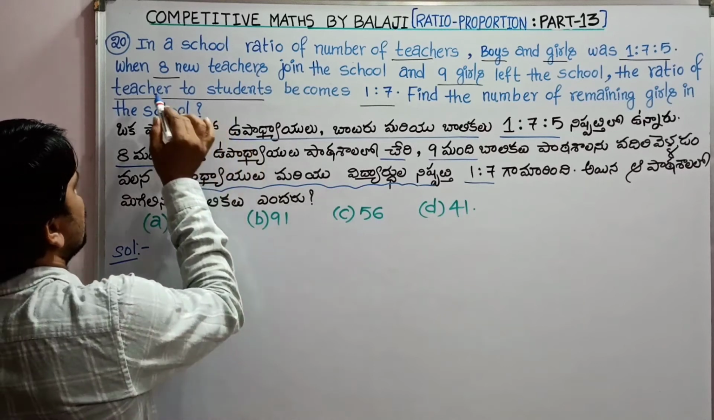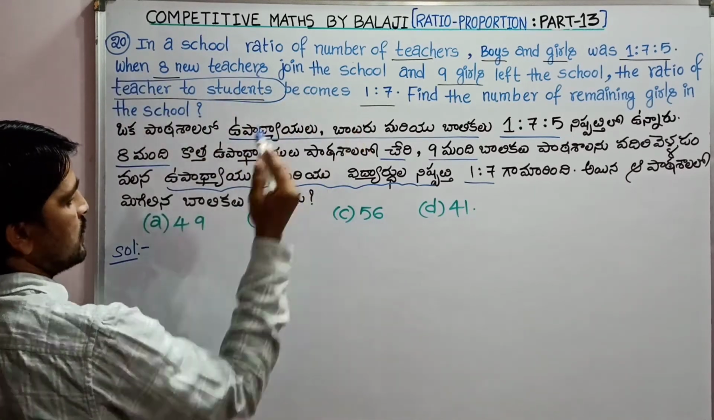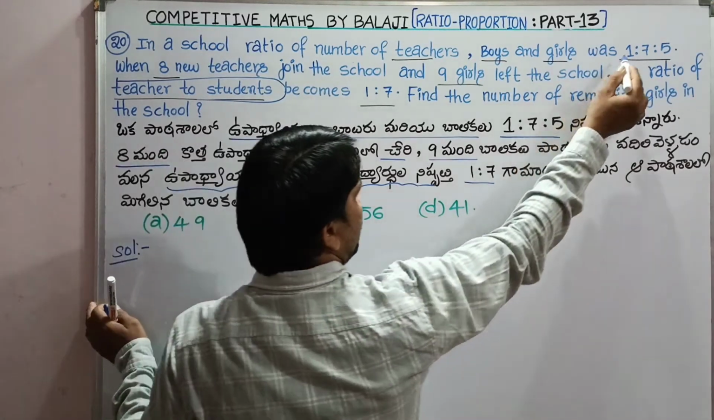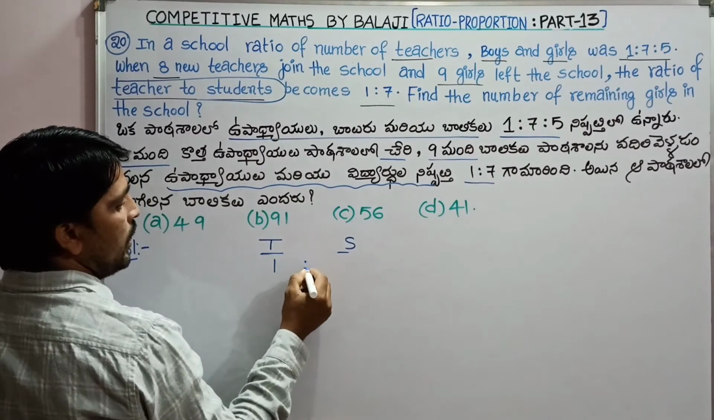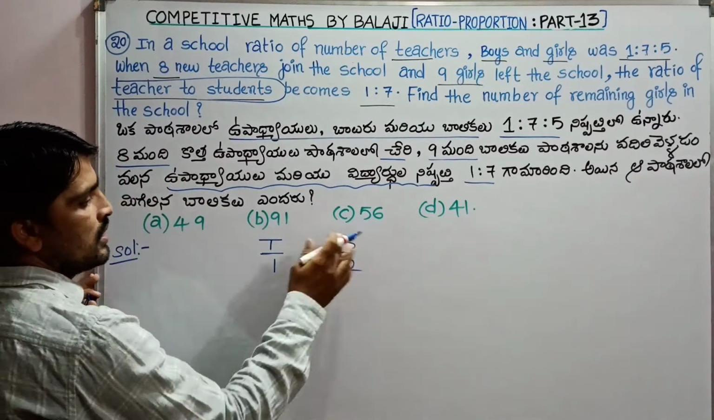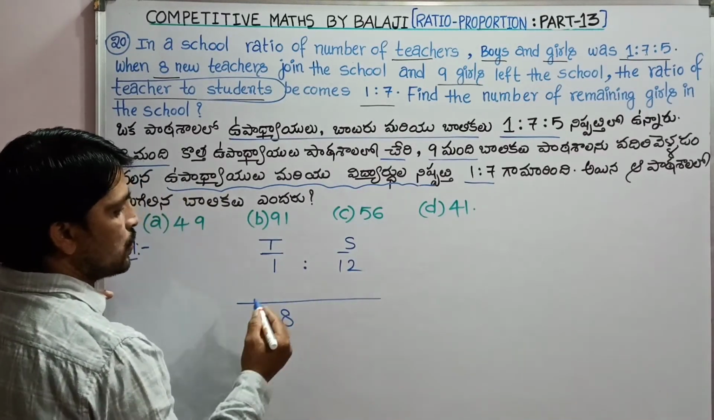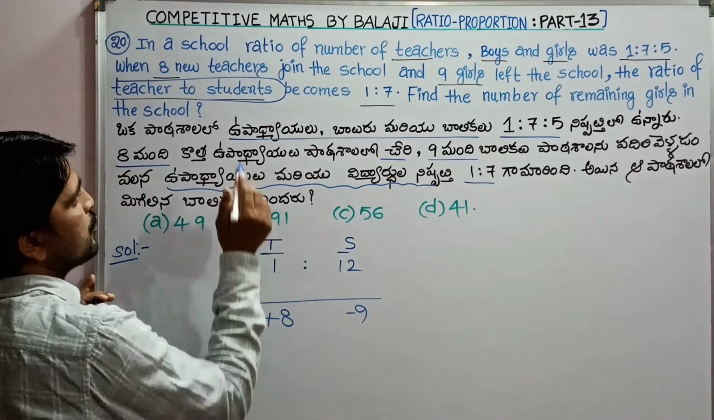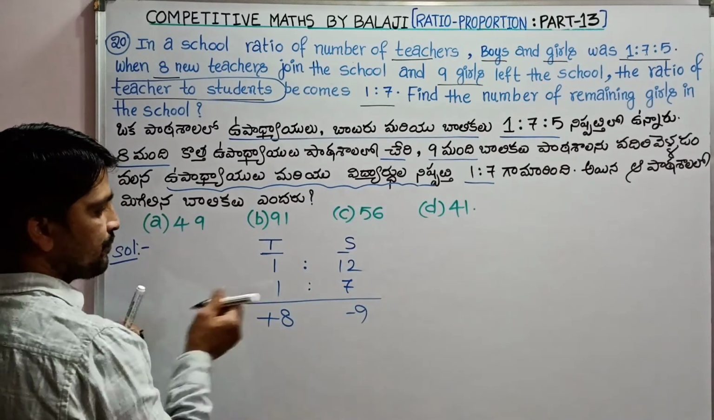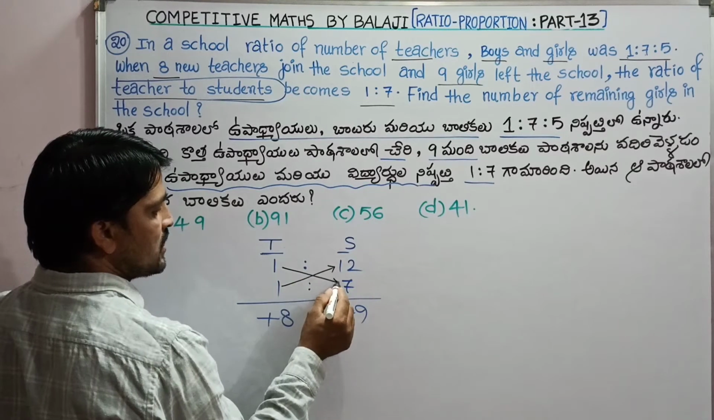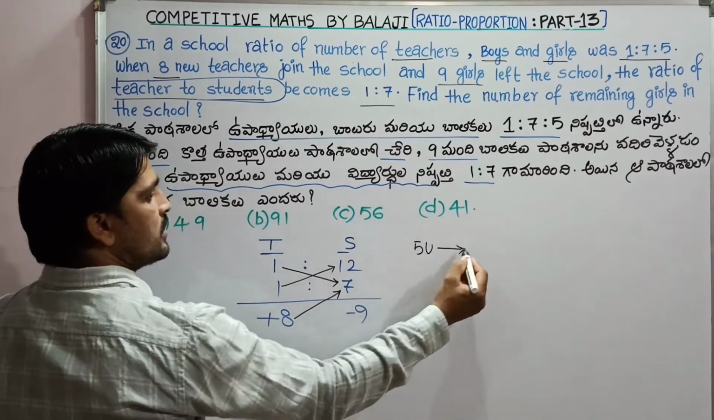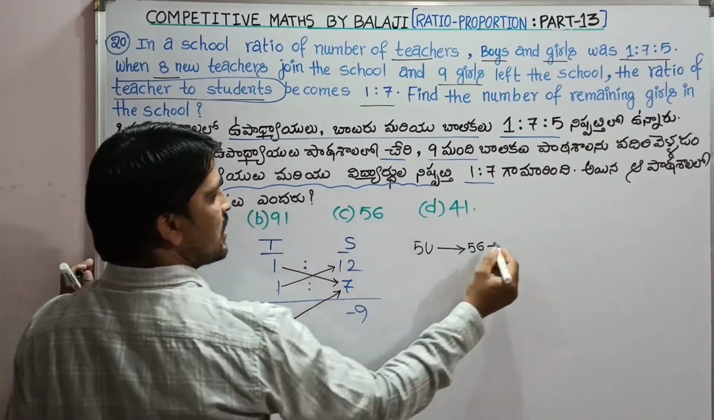So the second ratio is given between teachers to students. So we have to consider the ratio between teachers to students. Initially, teachers ratio is 1 and students means sum of boys and girls, that is 12. The ratio between teacher to students is 1:12. When 8 joined the school and 9 girls left the school, this ratio becomes 1:7. See, 1 12 is 12, 1 7 is 7. 12 minus 7, 5 units difference is equal to 8 7s are 56 minus 1 minus 9s are minus 9.